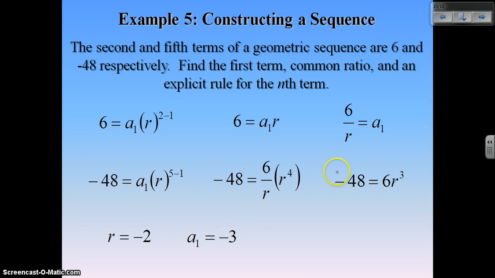So now if r is -2, I can plug that in up here. 6 divided by -2 is -3. And now I can plug those in, and this is my explicit rule. A sub n equals a sub 1, -3, times r, -2 to the n minus 1. Sorry about the little glitch there in the program.